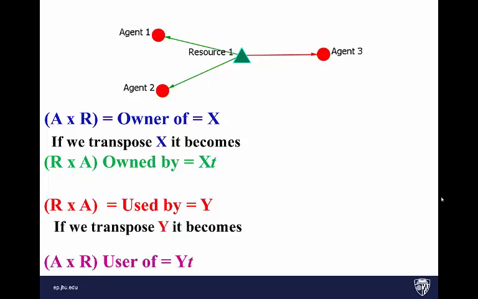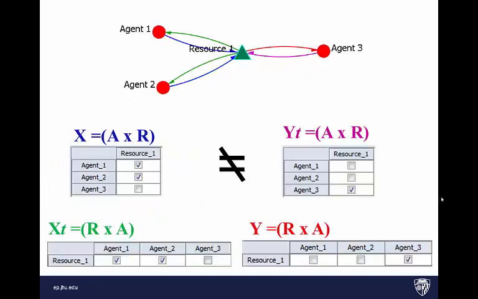If we transpose Y, it becomes agent by resource. Again, however, it's not the same information as in matrix X. So it is important to note that X is not Y transpose just because they have the same dimensions. We've illustrated all 4 networks in the diagram here, and they're all showing you something very different.